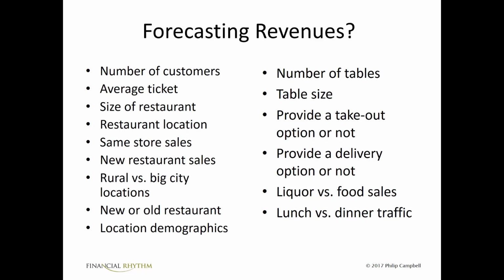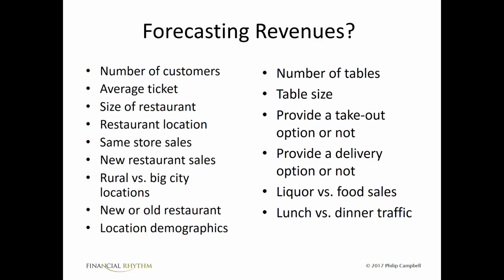There's a whole lot of factors there. If you're saying, Philip, you're asking me to forecast, or quote, predict revenues in a company that's this big with all these different variables. Yes, and I'm going to show you how, but what I want you to see is all the different things you could consider. Number of tables, table size. Do they have a takeout option or not? Do they have a delivery option or not? Do they sell a lot of liquor versus food? Because when I go to a Mexican restaurant, I'm probably spending more on margaritas than on the food. In fact, that probably happens almost every time I'm in a Mexican restaurant.